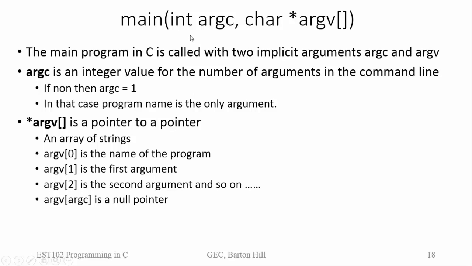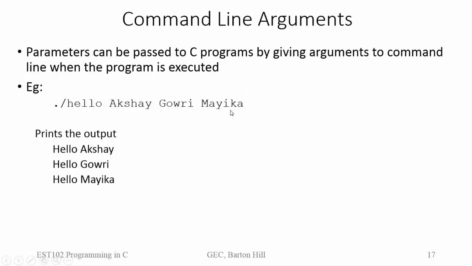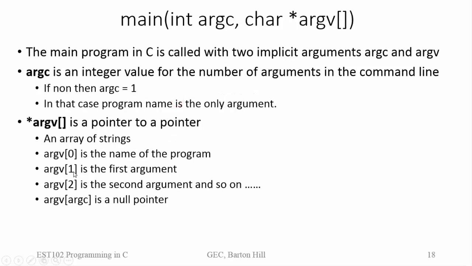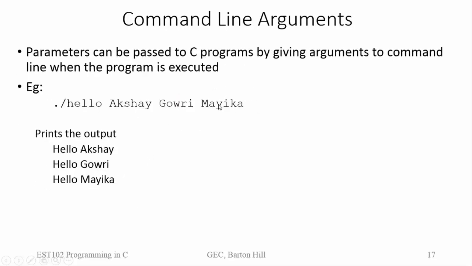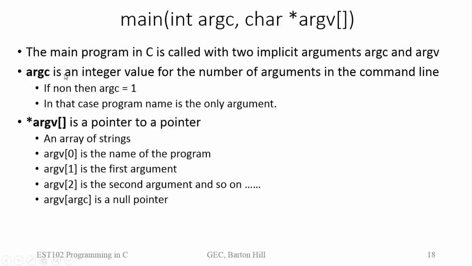When I write ./hello Akshay Gauri Maika, these are the values that will be stored in argv. ./hello will be stored in argv[0], Akshay in argv[1], Gauri in argv[2], and Maika in argv[3]. So here there are 1, 2, 3, 4 arguments. This is argv[0], argv[1], argv[2], argv[3], and the total number of arguments will be automatically updated in argc. So argc will contain 4. This is argc's value and argv's value.